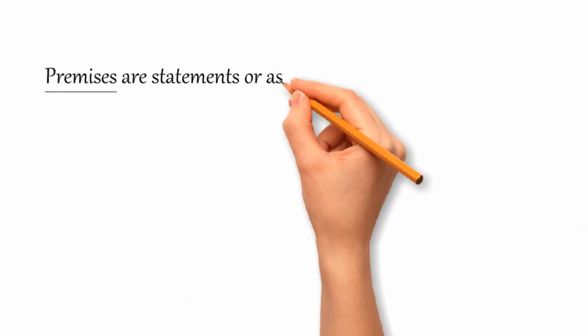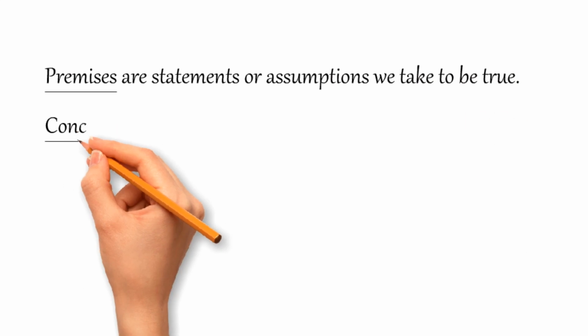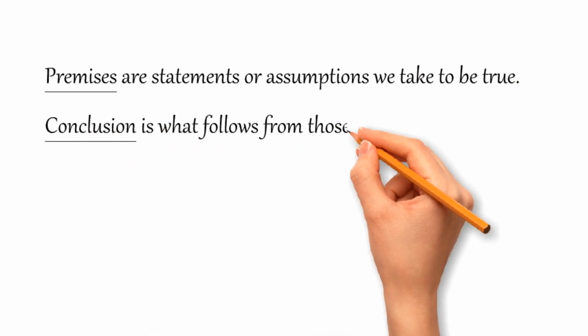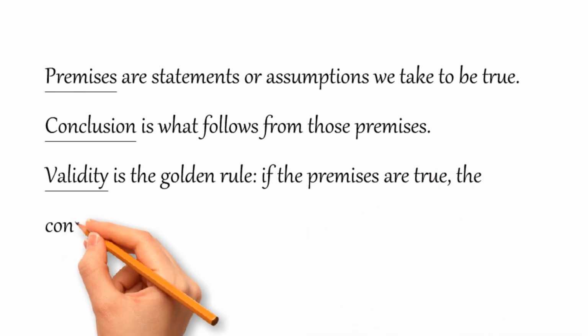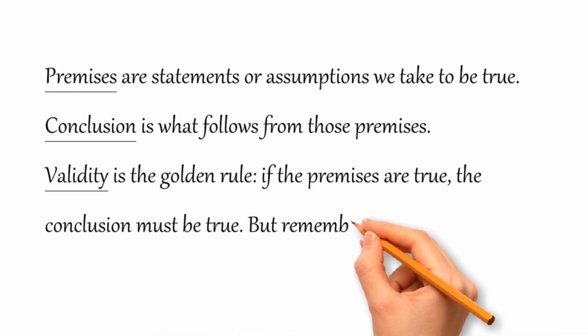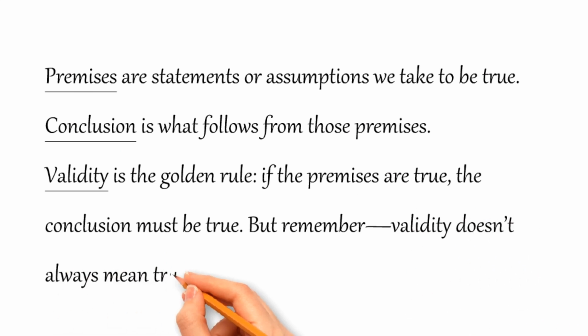Let's break it down. Premises are statements or assumptions we take to be true. Conclusion is what follows from those premises. Validity is the golden rule. If the premises are true, the conclusion must be true. But remember, validity doesn't always mean truth.